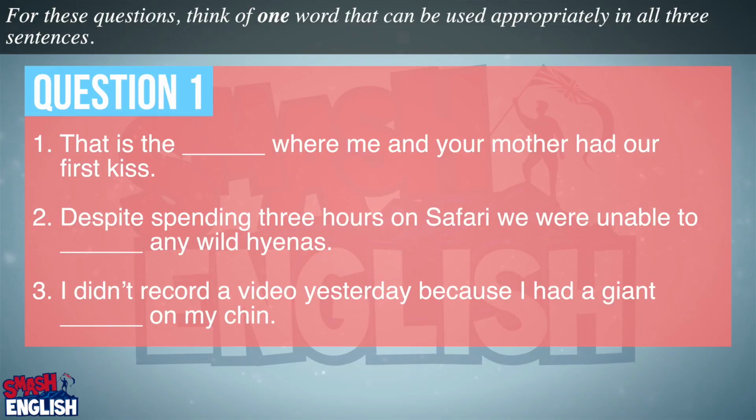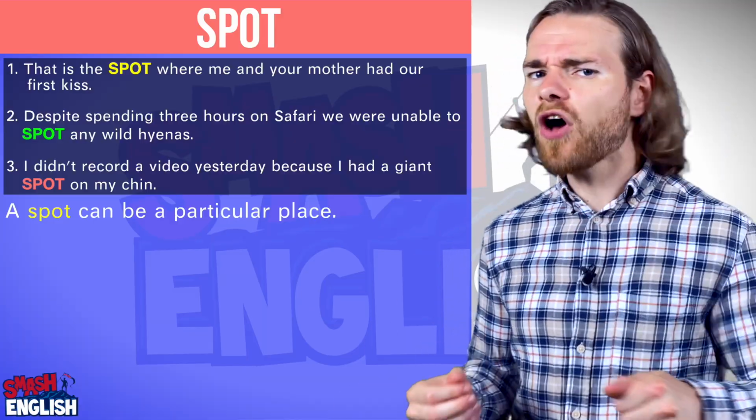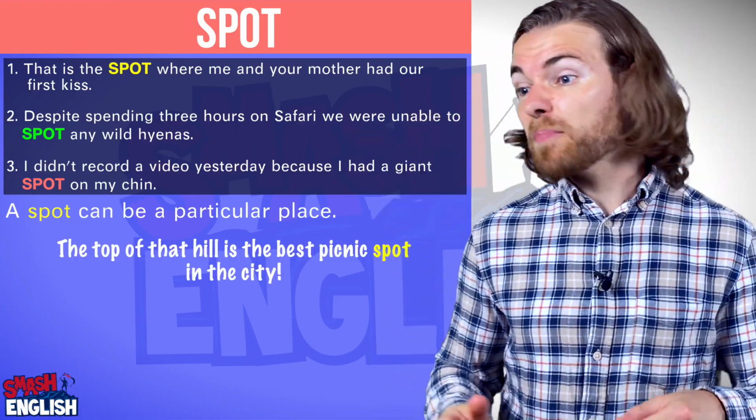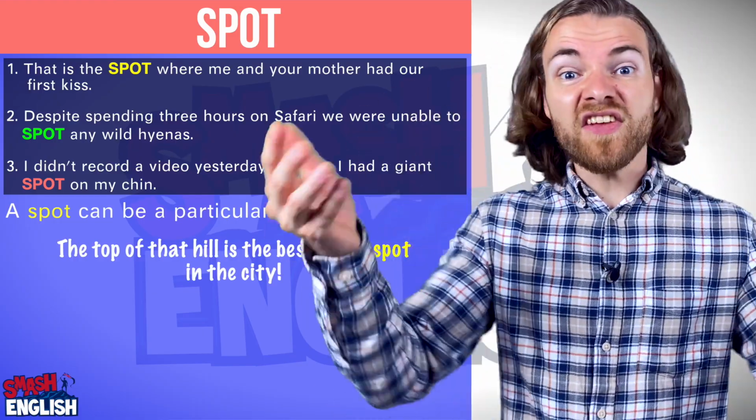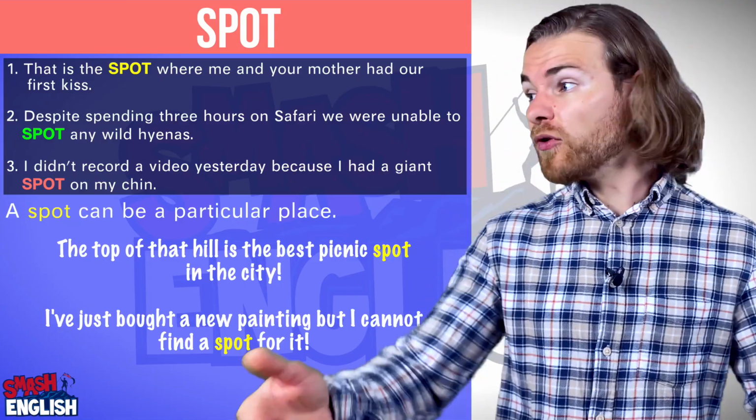Pause the video here and think. I will tell you the answer in 5 seconds. The answer is spot. Spot? A spot can be a particular place. For example, the top of that hill is the best picnic spot in the city. Or I've just bought a new painting, but I cannot find a spot for it.